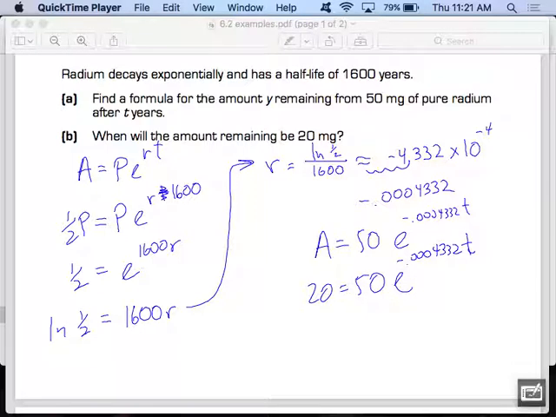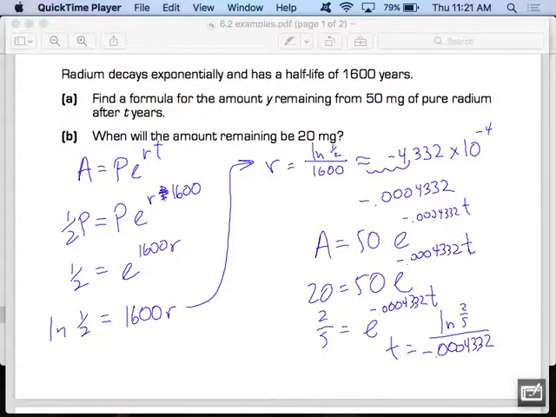Divide both sides by 50. I get 2/5. E to the negative 0.00043332 t. Natural log. So I'm going to skip a couple steps here and realize that t will be equal to the natural log of 2/5 divided by negative 0.00043332, which is actually that number you stored on your calculator, which gives us a time of approximately 2,115.085 years.